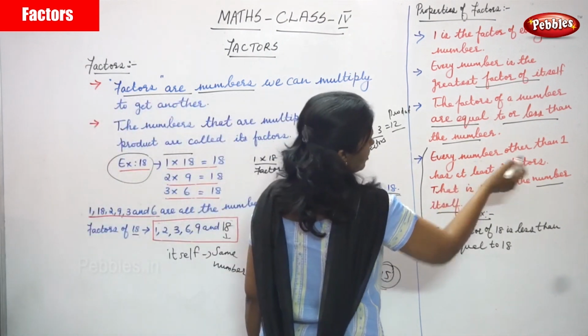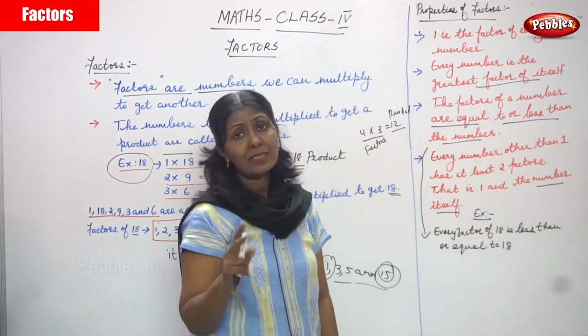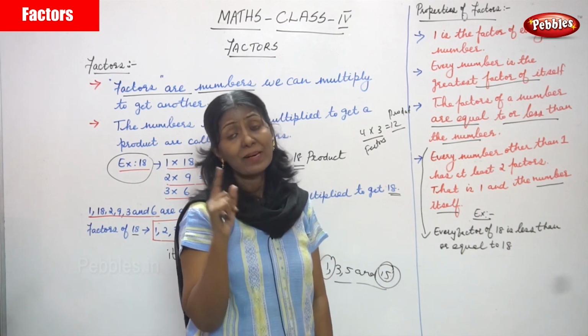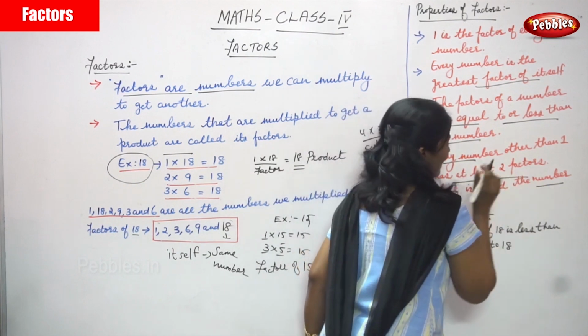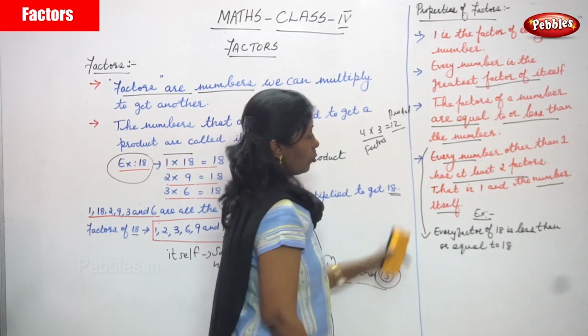And every number other than 1 has at least 2 factors. So every number has at least 2 factors, that is a major concept. Every number has at least 2 factors, that is very important. That means 2 factors must come. That is the meaning of the property.